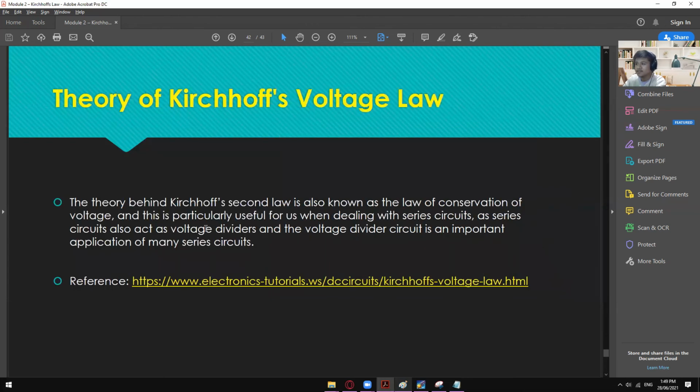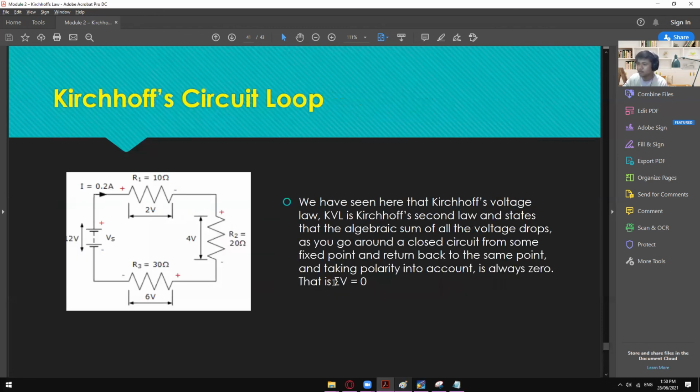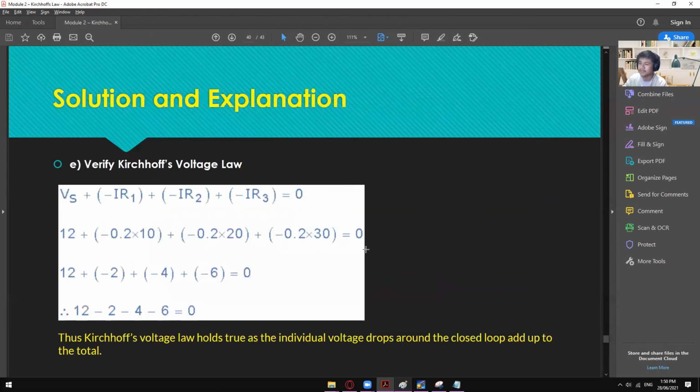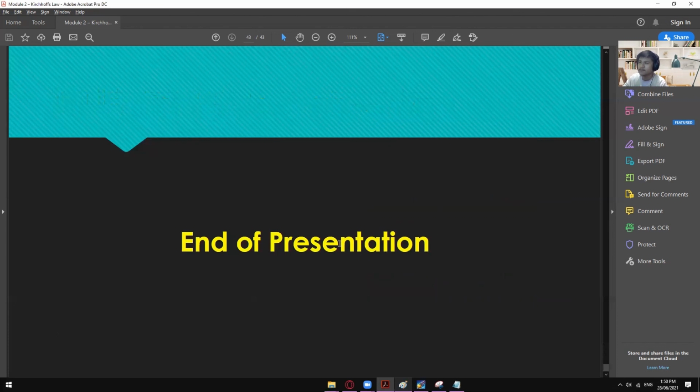Okay, and then here's the theory behind it. So just a summary about Kirchhoff's law. Okay, so here's the reference as usual. My bad, this one didn't come from All About Circuits, but this one came from All About Electronics Tutorials. So just visit this one if you want to see the complete version of my examples right here. So yeah, that's it for module 2.